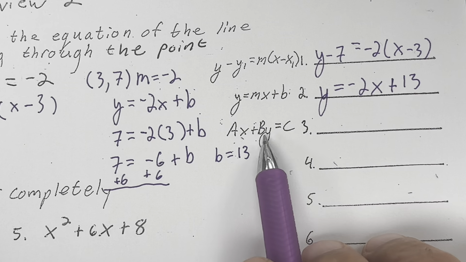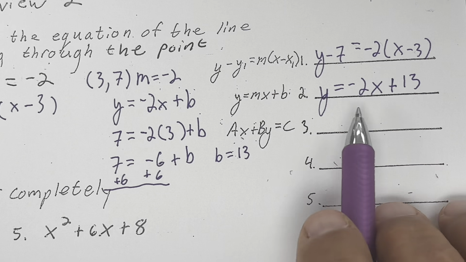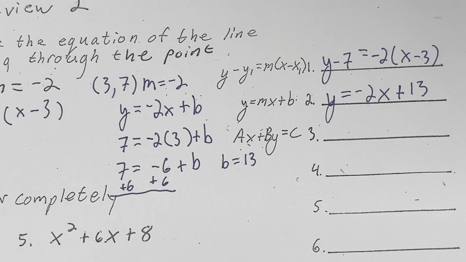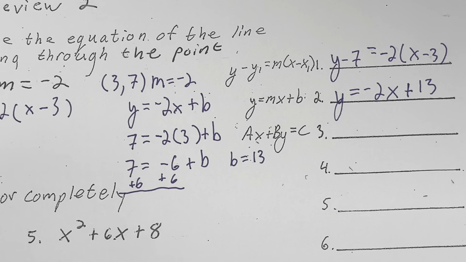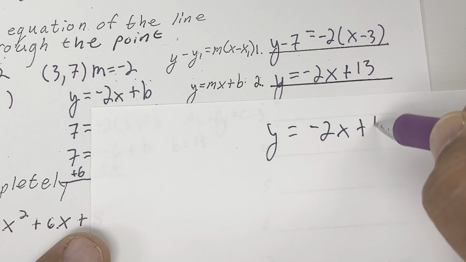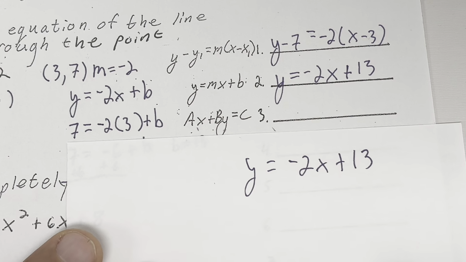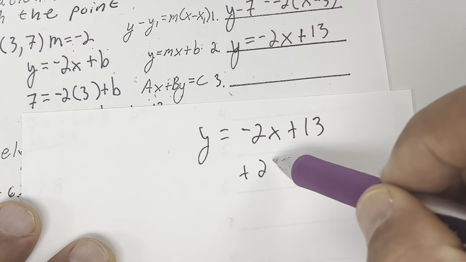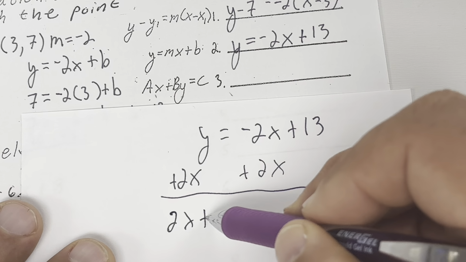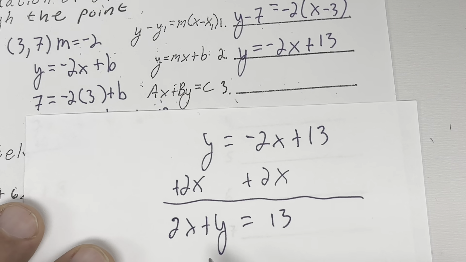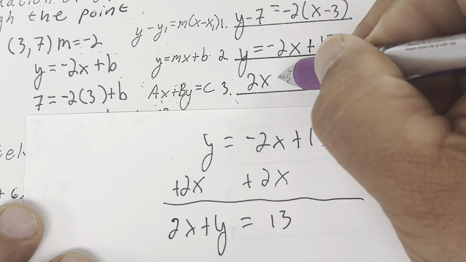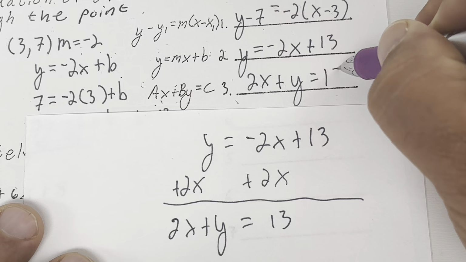For number 3, ax plus by equals c. All I have to do is get this negative 2x over to the other side. So I'm going to write it down again. I'm having a little crunch for space. So if I wrote down y equals negative 2x plus 13, but I want it in ax plus by equals c format, I have to add the 2x to both sides. When I add the 2x to both sides, my answer is going to be 2x plus y equals 13. Now, because this is positive, I can leave everything else alone. So standard form is ax, 2x, plus 1y equals 13.